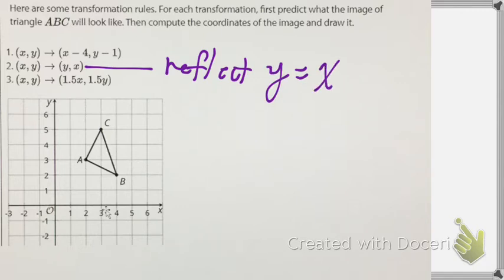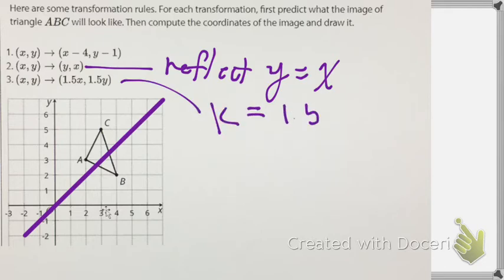It might reflect just like that. There's the y equals x line. So it might help you out a little bit there. The last one is a dilation. So the last one you're multiplying. You've got a scale factor of 1.5. And it reflects around the origin, which is 0, 0.